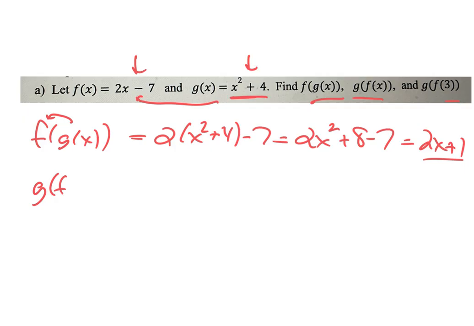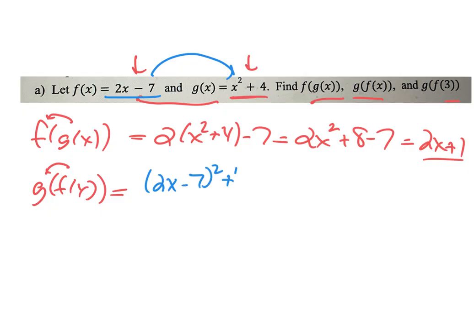Now, you're not going to get the same thing when you do g of f of x. So now I'm going to plug function f into g. I'll change color so you can see what I'm doing. I'm going to take this function and plug it into that x. So it's going to look like (2x minus 7) squared. That's a terrible minus 7, sorry about that. (2x minus 7) squared plus 4. And we're going to work it out.